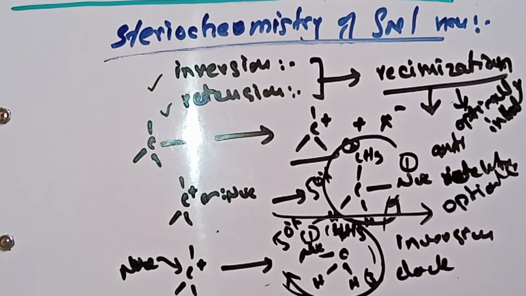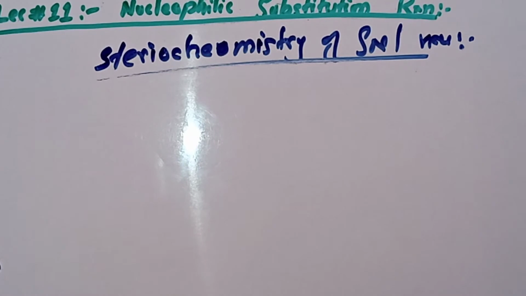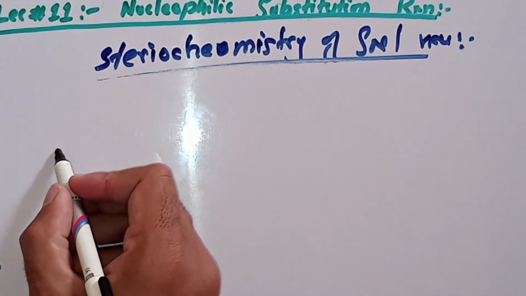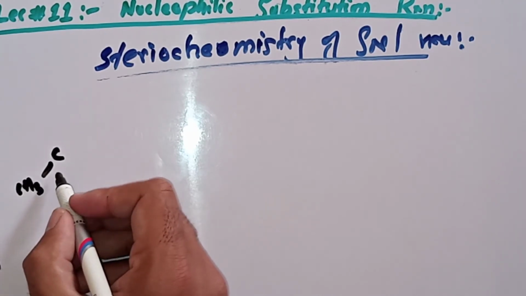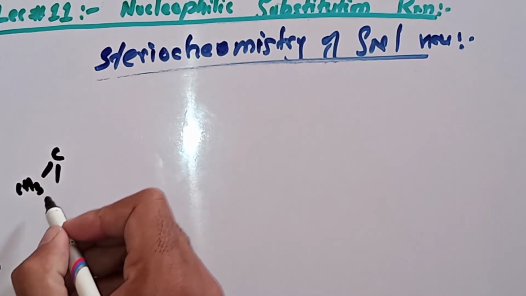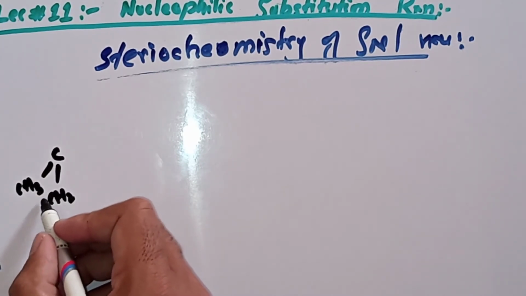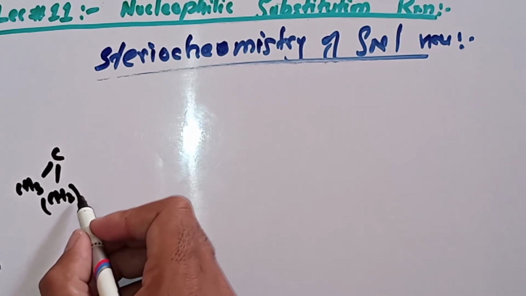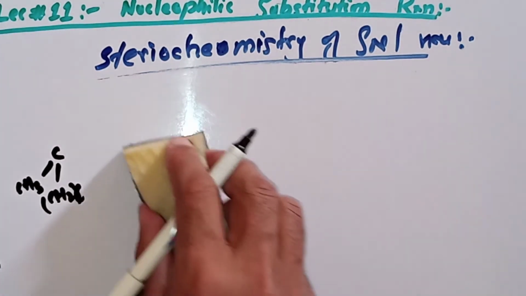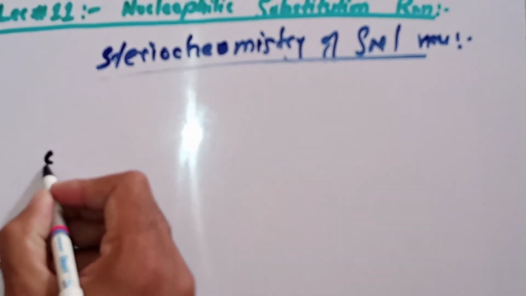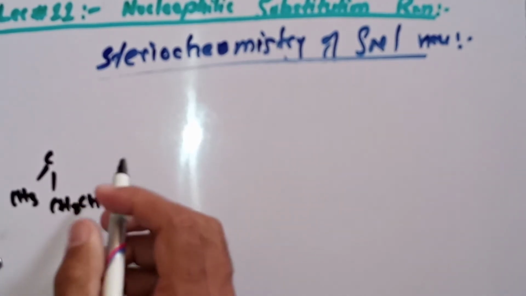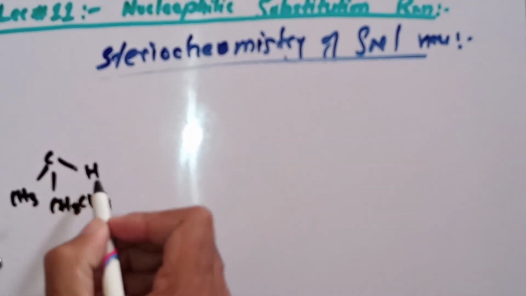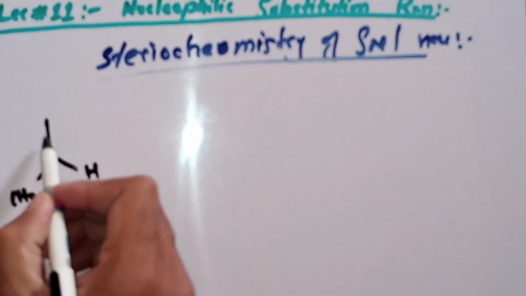Let's do one example on retention and inversion. CH3, CH3, CH2, CH3, C, CH3, CH2, CH3. Here is H, and that is the bromide ion.